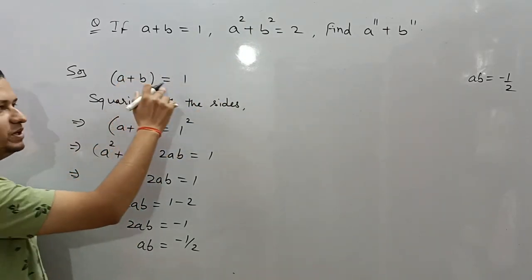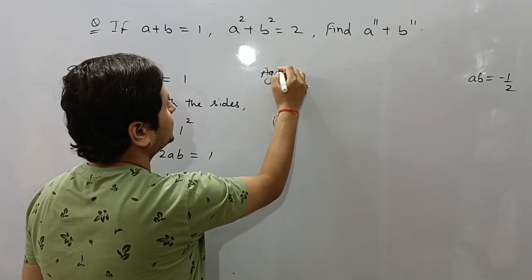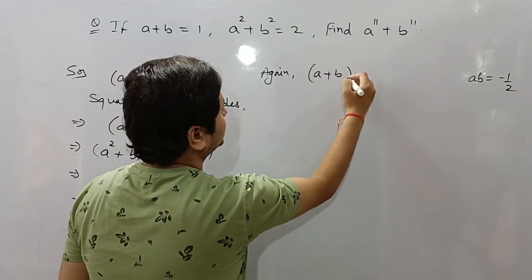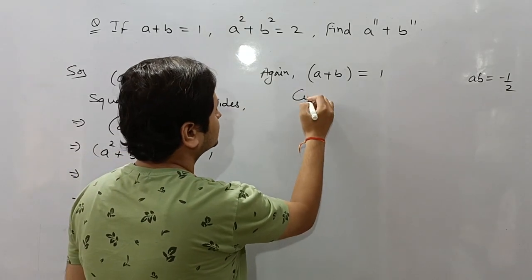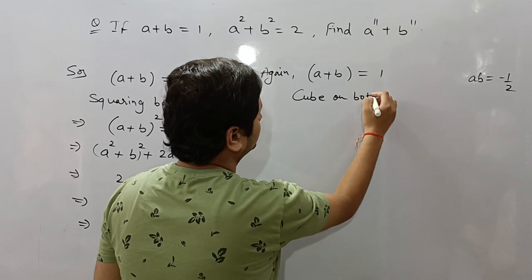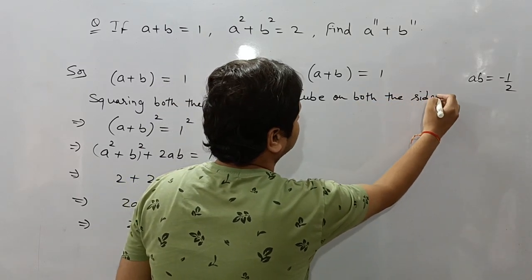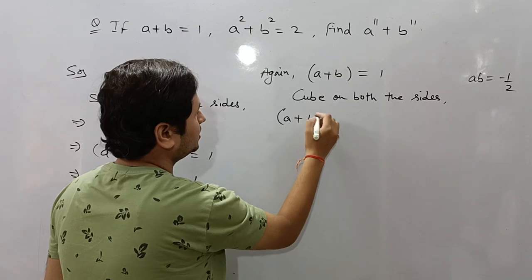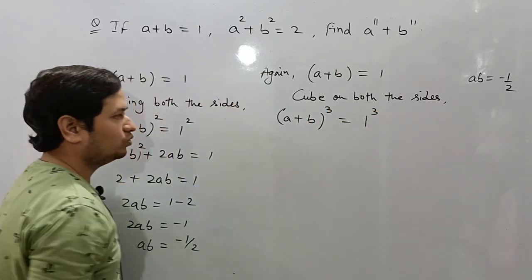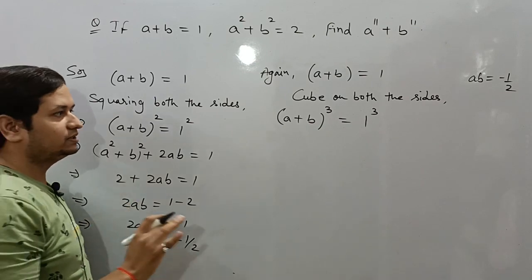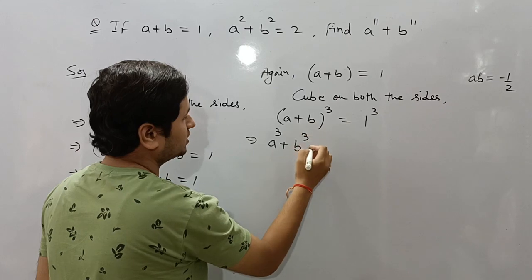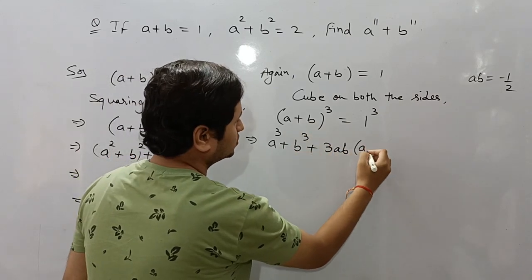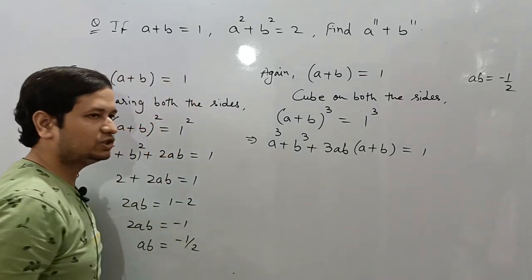Now, again a plus b is equal to 1. Again we will take a plus b equal to 1, and this time we will cube both sides. So here (a plus b) cube is equal to 1 cube. Got it? Now (a plus b) whole cube is equal to a cube plus b cube plus 3ab into (a plus b), and 1 cube is 1.